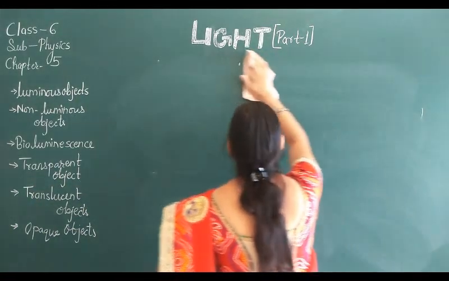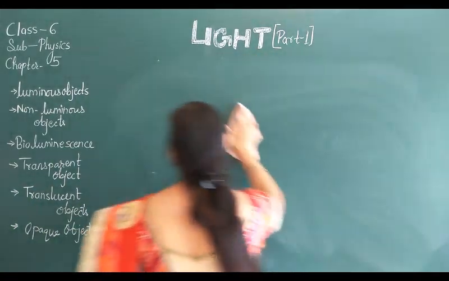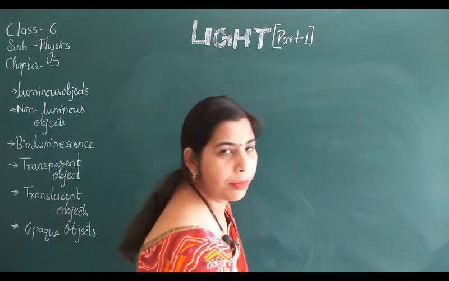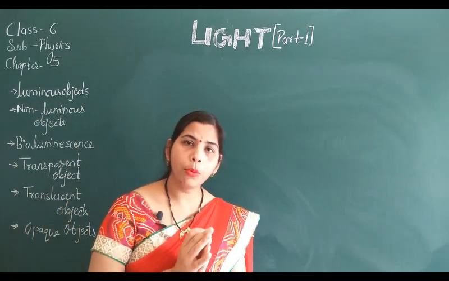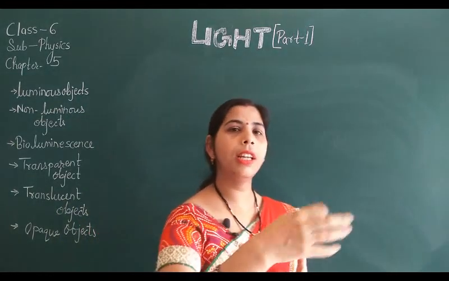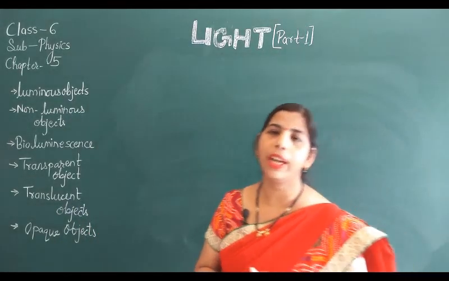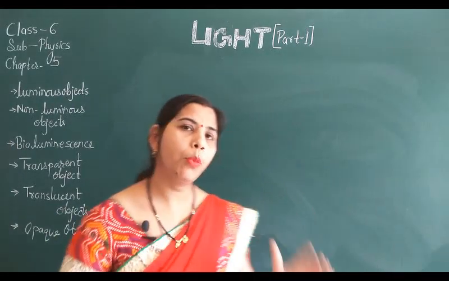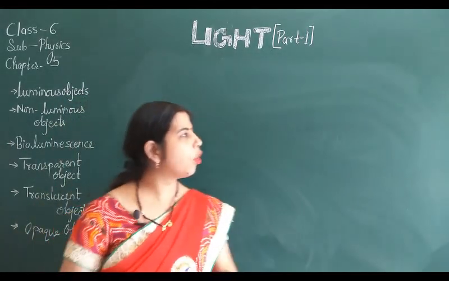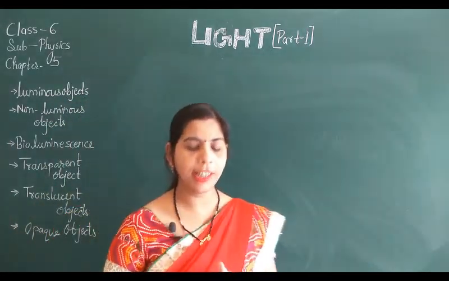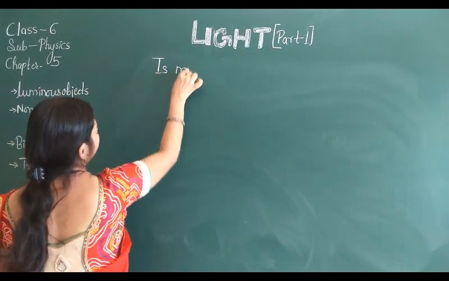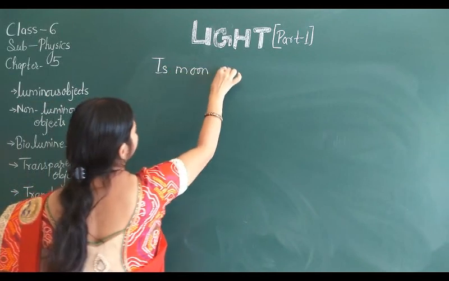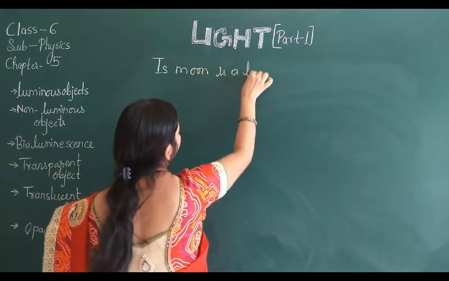You are just observing the moonlight at night time. Sometimes, on the full moon day, you are able to see the clear road in the moonlight. So is the moon a luminescent object? What can you say? Is the moon a luminous object?